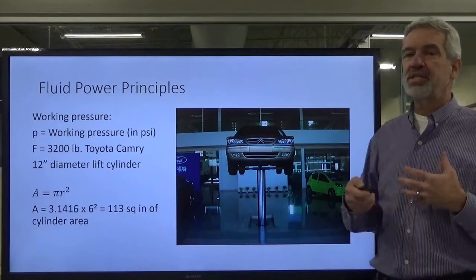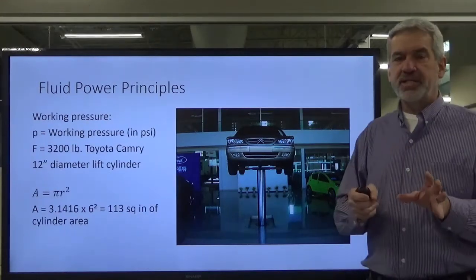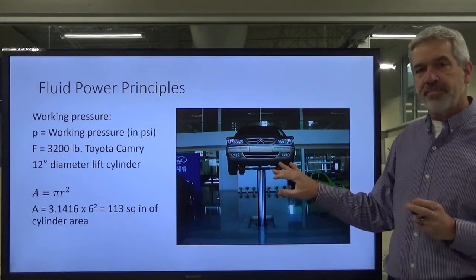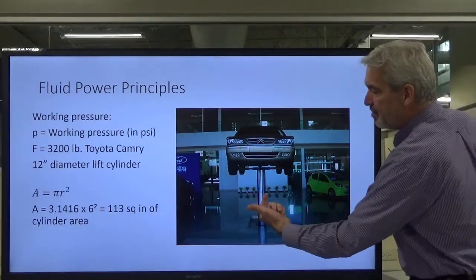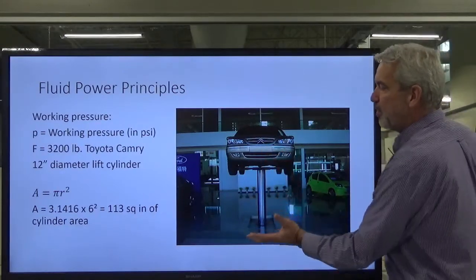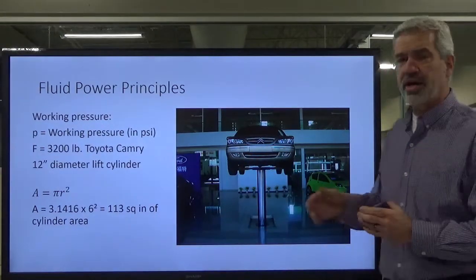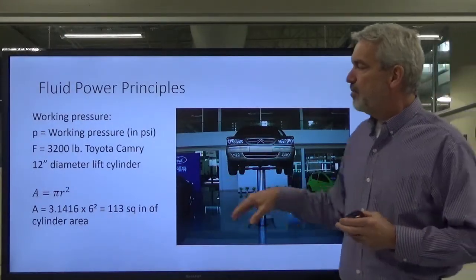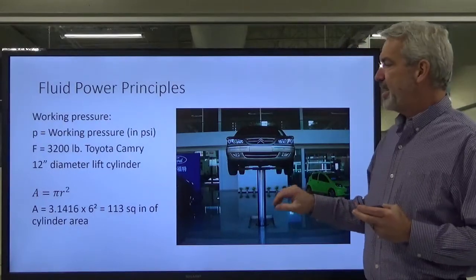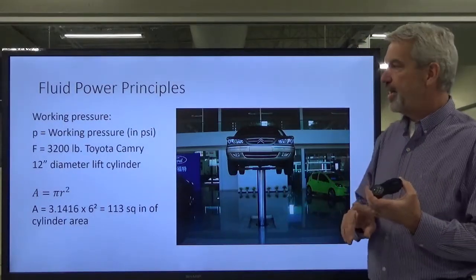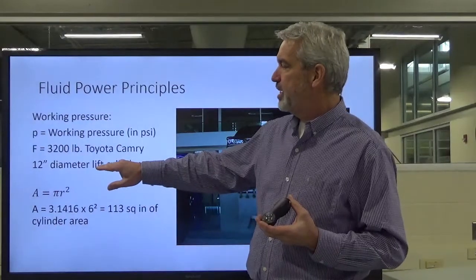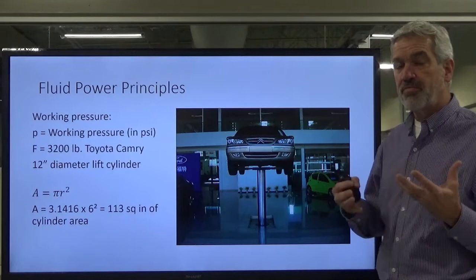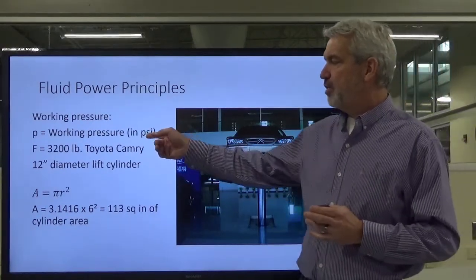So let's put this into play. Again, this is just an example. We've got a 3,200 pound Toyota Camry, and we have a 12-inch diameter lift cylinder coming out of the ground. We're going to use it to lift that Camry or whatever this car is. It doesn't matter. It's just 3,200 pounds. So again, we're going to use area to find out what we need, because we've been given the diameter and we have the force we're going to try to move, the weight, and it's going to give us an idea of what the working pressure is.